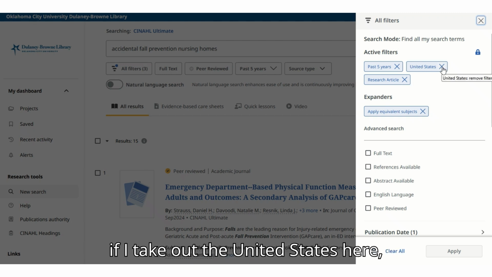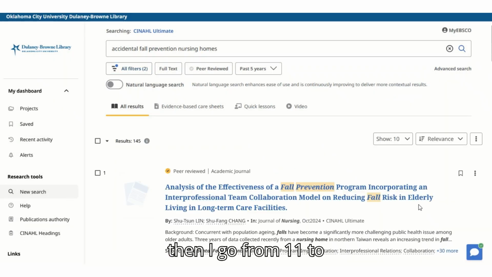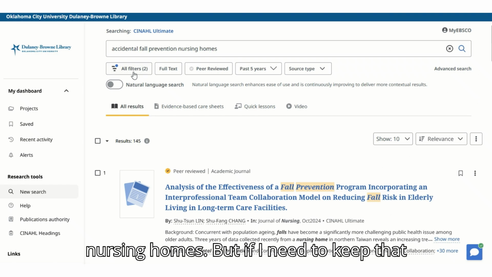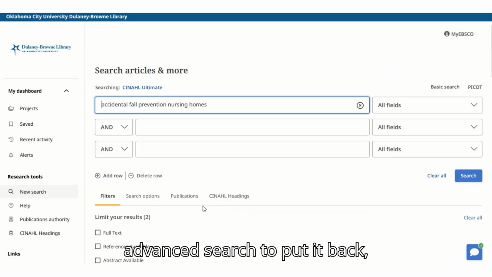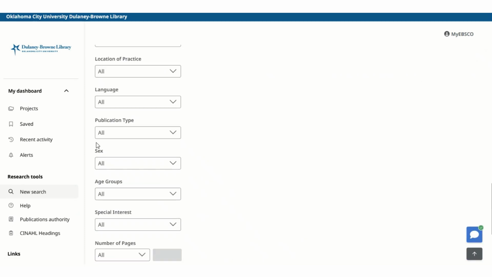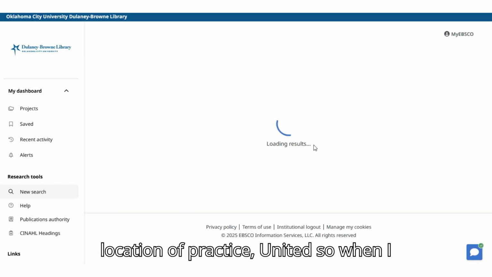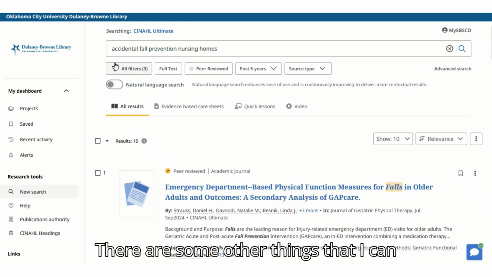For example, if I take out the United States here, then I go from 11 to 145 on accidental falls prevention in nursing homes. But if I need to keep that on, I have to go back to the advanced search to put it back: location of practice, United States. So when I have that search on, there are some other things that I can do.